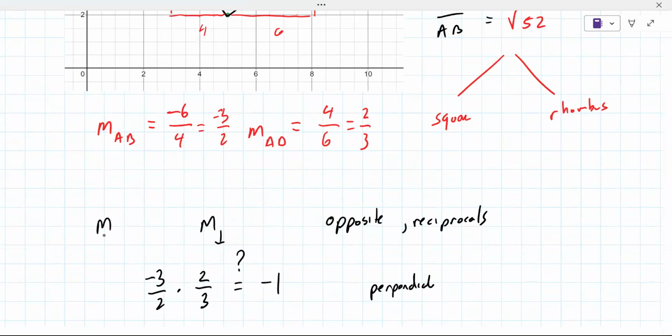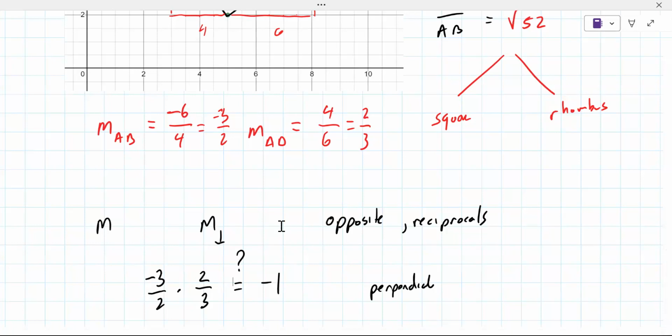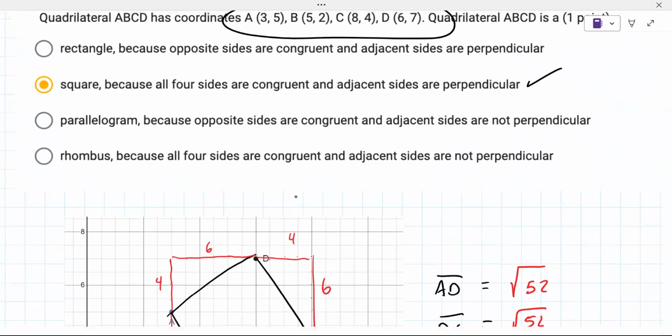So is this true? Is -3/2 times 2/3 equal to -1? Yeah, I think so. They are, yes. And when I say opposite reciprocals, that means you flip the fraction, flip the 2/3 to make 3/2, and then you negate it to make -3/2. So this is for sure a square, which I know is what you had, but you have to know how to go down the path there.